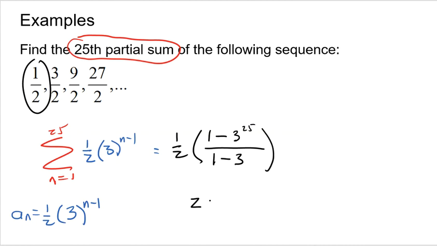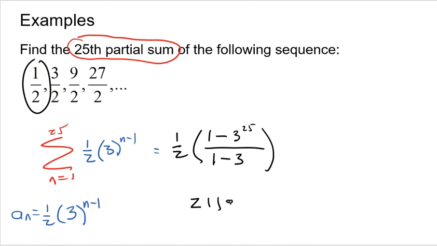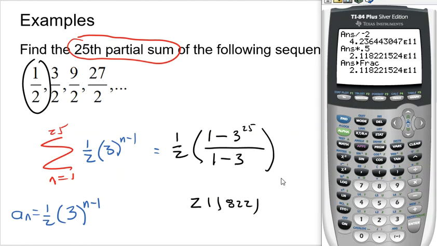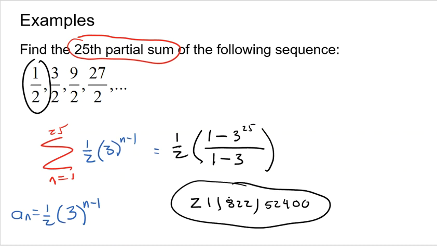So this is 2, 1, 1, 8, 2, 2, 1. I'm bad at remembering numbers, so I got to keep going back. 5, 2, 4. And then I got to add on 2 more zeros because, again, I had to move that decimal 11 times to the right. This number is absolutely enormous, but that's because I'm getting big fast, right? 1/2, 3/2, 9/2, 27/2. It's going to get huge. It's going to get big really, really, really fast.